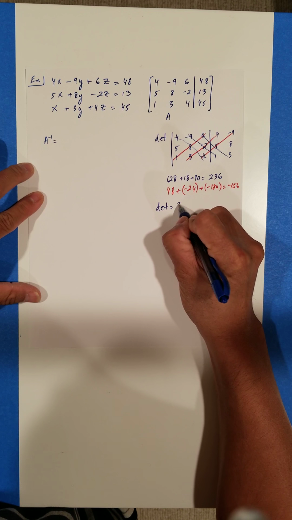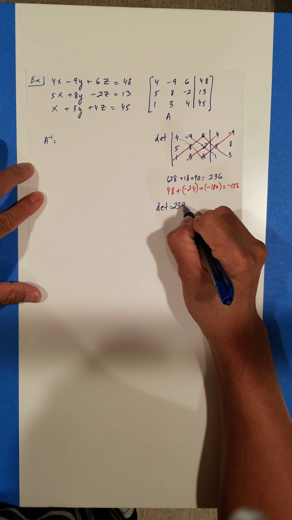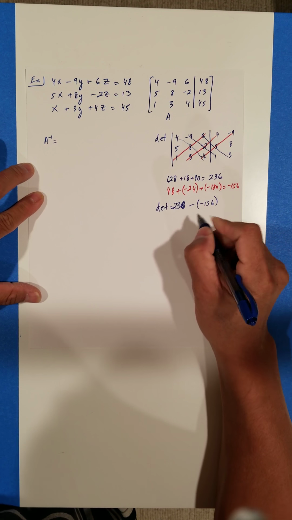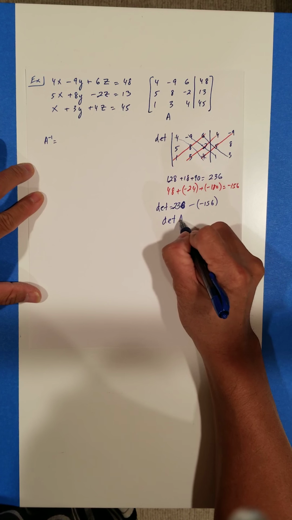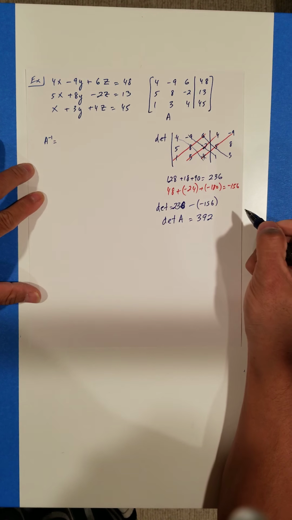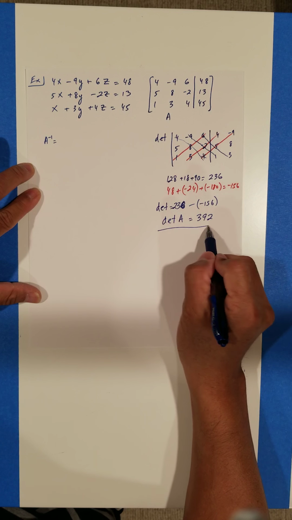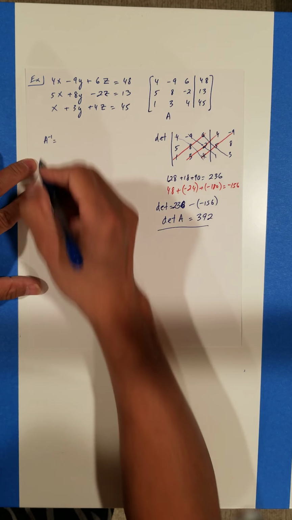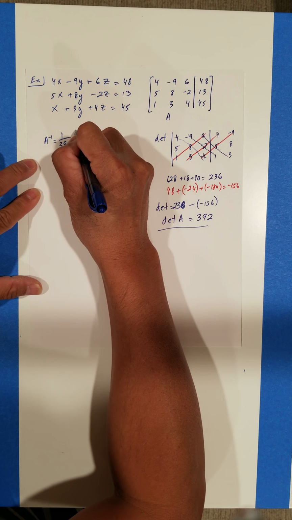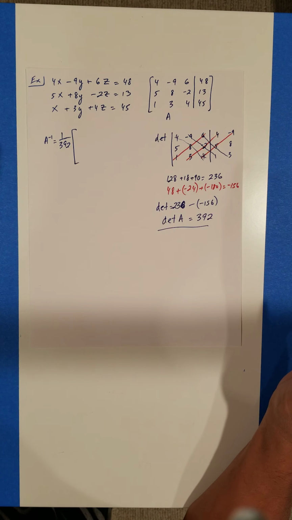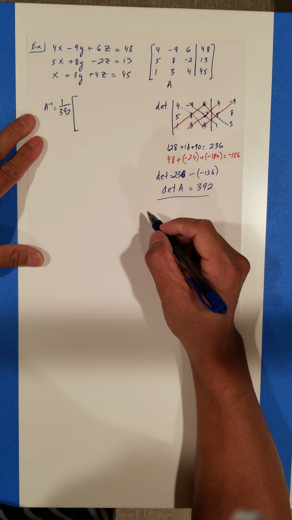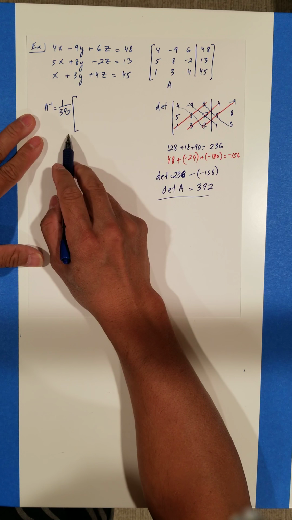Okay, so now my determinant is 236 minus -156. So determinant of A is equal to 392. Okay, so that's very important. Now to find the inverse, I put 1 over 392, and then I go through the process of finding the determinant. Okay, if you remember how to do that, determinant first. Now I'm going to find the inverse.